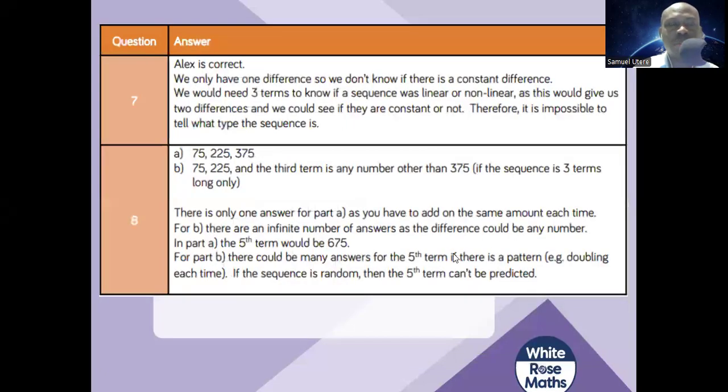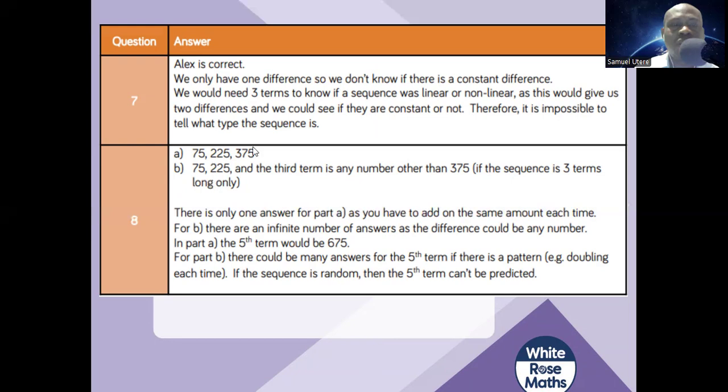And this is for questions 7 and 8. So Alex is correct. We only have one difference, so we don't know if there is a constant difference. Remember, for a constant difference, you need to have at least 3 terms in the sequence. You see that it changes by the same amount the first time, and by the same amount the second time. We would need 3 terms to know if a sequence was linear or non-linear, as this would give us 2 differences and we could see if they are constant or not. Therefore, it is impossible to tell what type the sequence is.